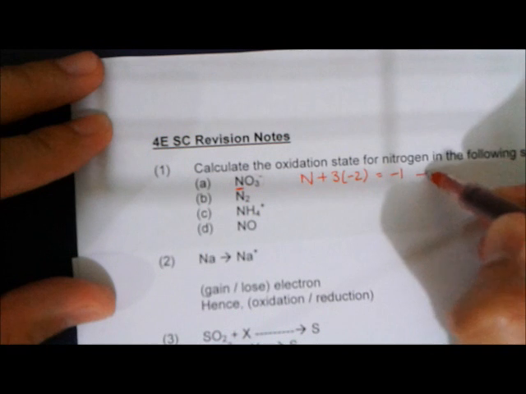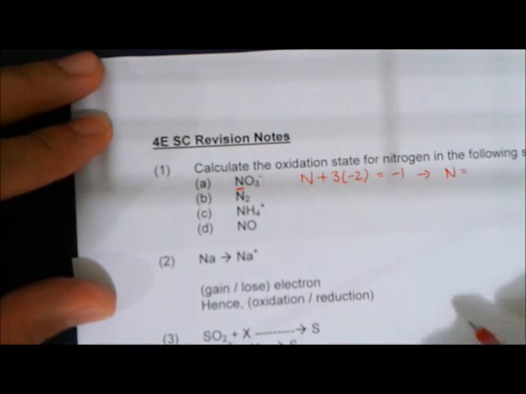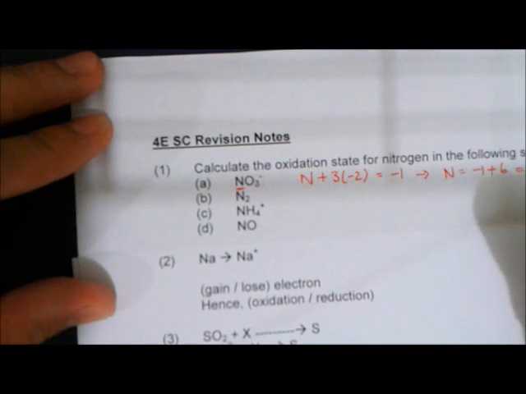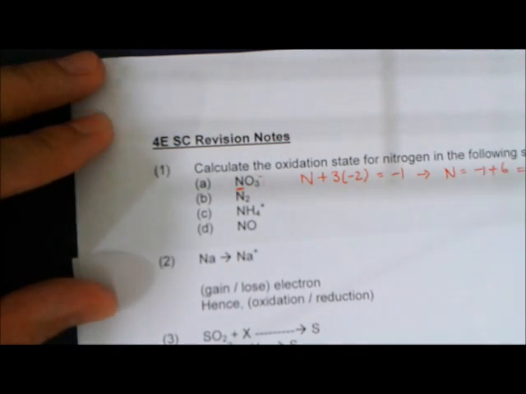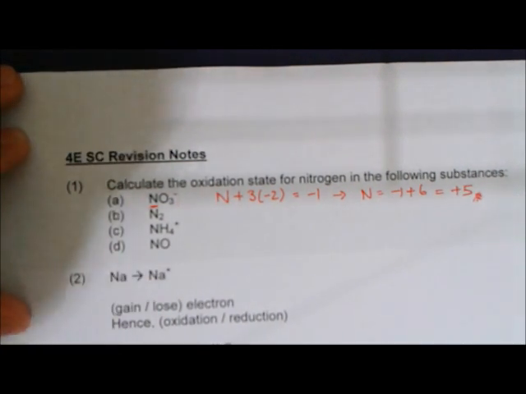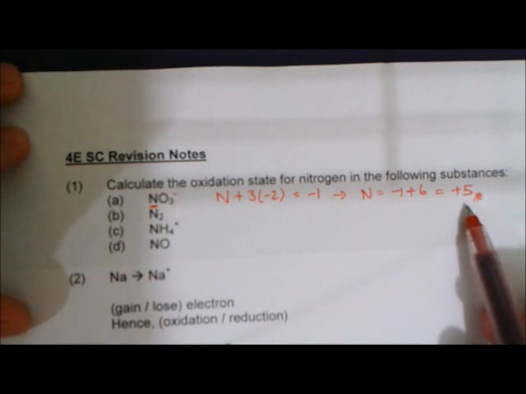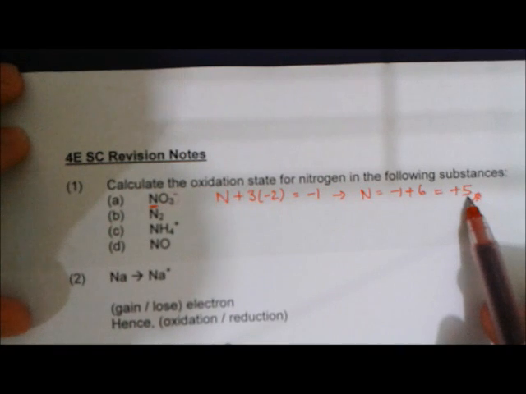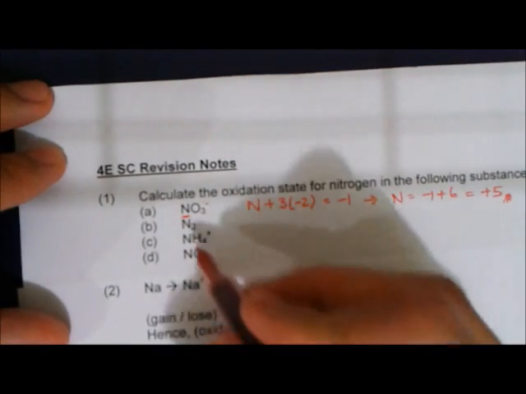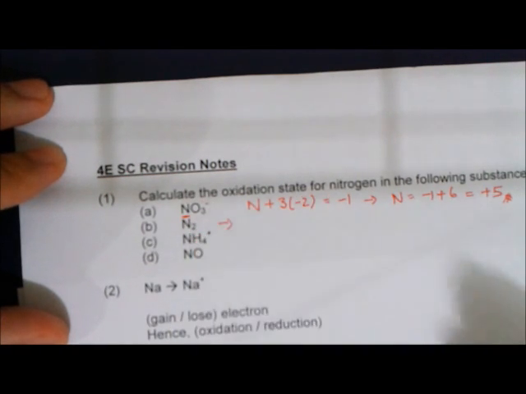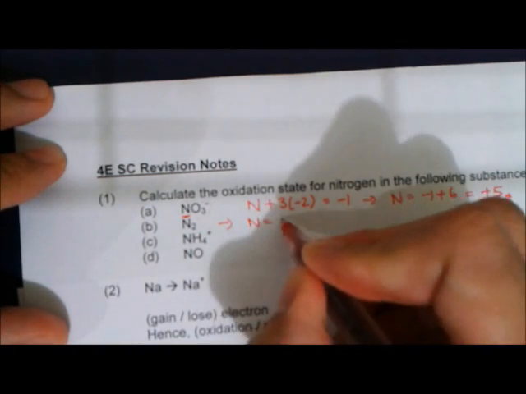Then after that you can solve for N. So N would be -1 plus 6, and that would be +5. So the oxidation state for nitrogen in nitrate ion is +5. And remember, take note, for oxidation state, the sign is in front, the value is at the back. How about for N2? It is an element, there is no charge here, so the oxidation state is 0.